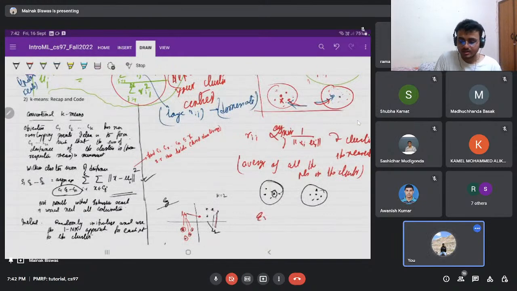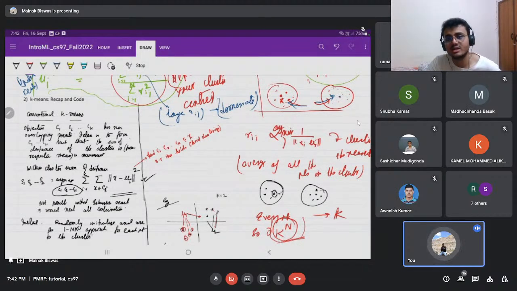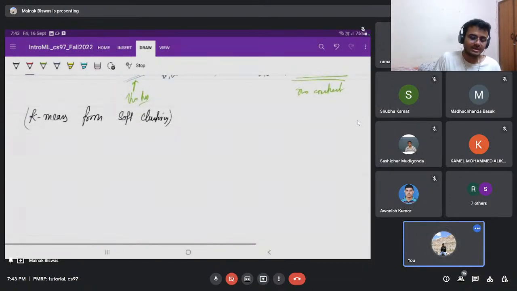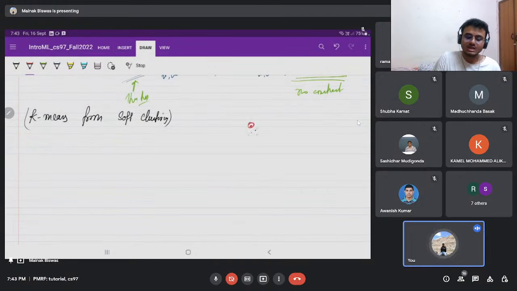For every point, there are k options. So k to the power n is the complexity of this clustering algorithm. It's an intractable exponential problem, so you cannot solve it. Even for k equal to 2, it's exponential. So to do this, we introduce the soft clustering technique, and we'll be using k-means. We'll see how k-means is very similar to soft clustering. We'll not assign every point by brute force to every cluster and see which sum is minimized.